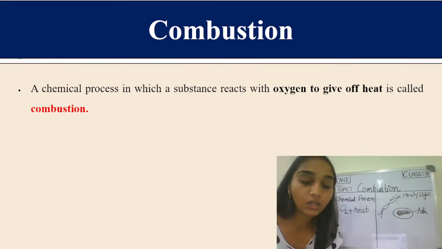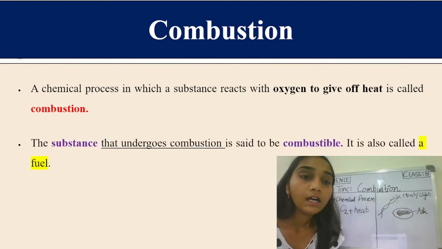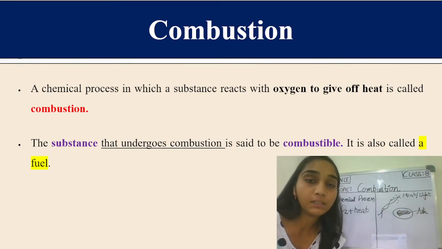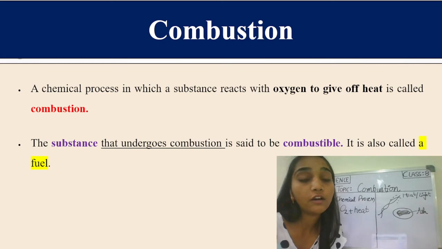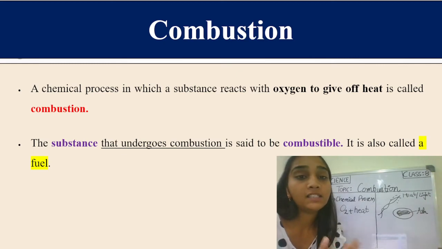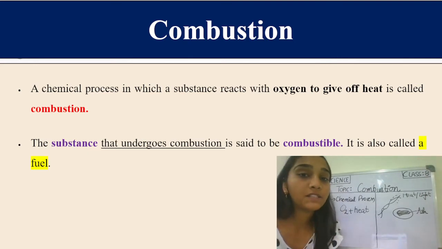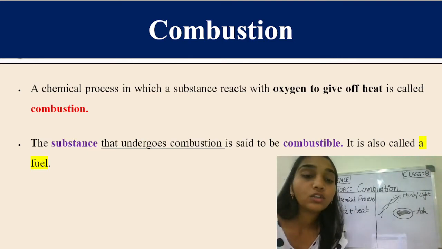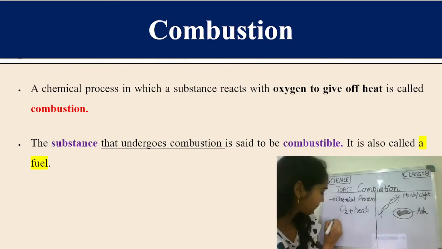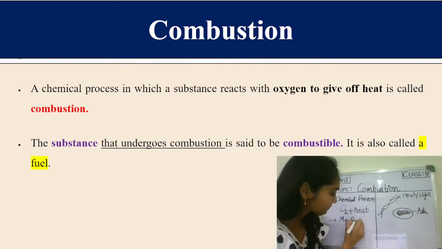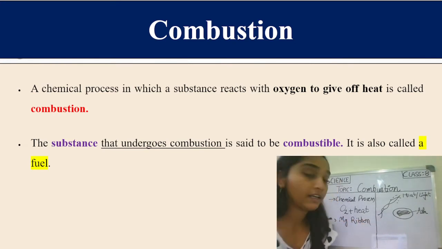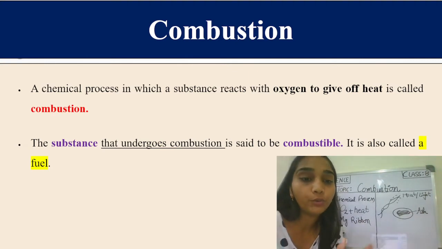So students, this is what combustion is. And the substance that undergoes combustion is said to be combustible, and also it is called a fuel. So whenever any substance is going through the process of combustion, that substance is said to be combustible. Now students, which combustible substance was there as we performed in the activity? Yes, the combustible substance was the magnesium ribbon. So we can say that it is also called a fuel, right?